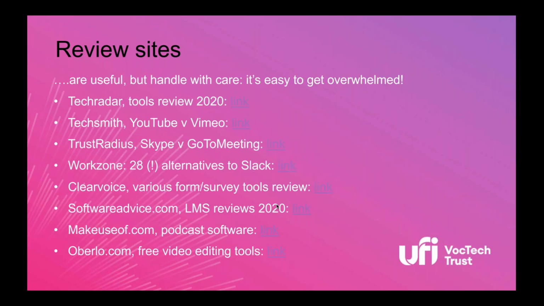If you look at the next two bullet points, a really good technique is to Google or to research using your own search engine, one product against another. So someone might say, have you, for example, compared Skype and GoToMeeting? Well, Google it. And there's a really good review on Trust Radius there. Of course, Skype is being superseded now. The work zone review there is interesting.